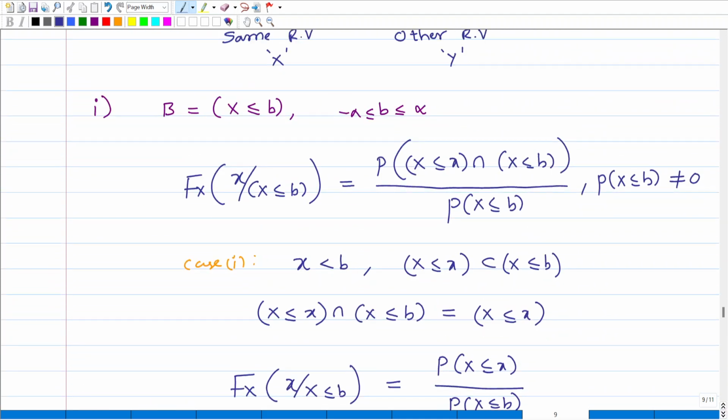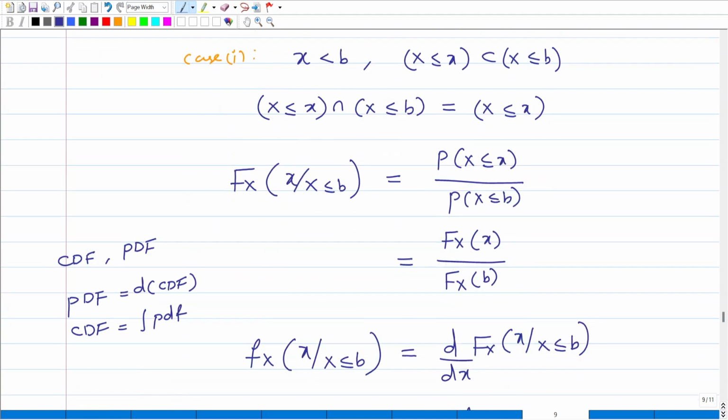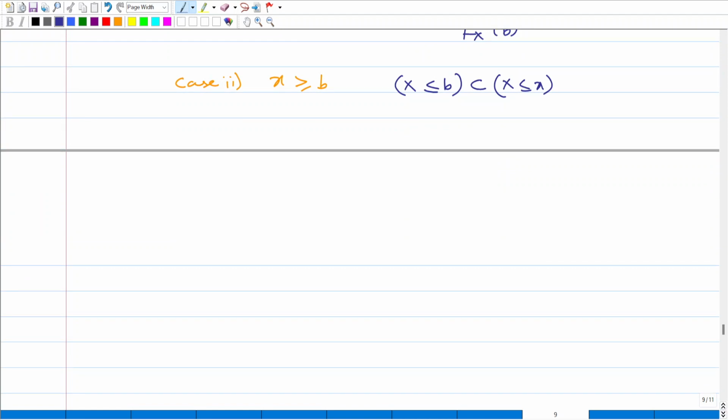Let us go to the first case. X less than b. In this case, x less than or equal to small b is a subset of x less than or equal to small x. Now what is the joint event? The joint event is x less than or equal to small x intersection x less than or equal to small b. So the intersection of these two is the subset, x less than or equal to small b only.